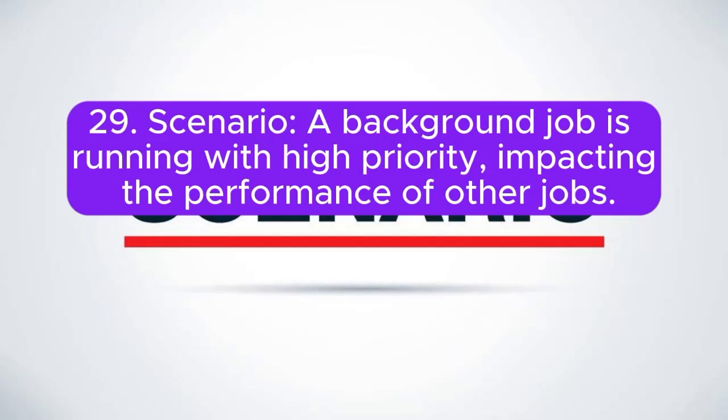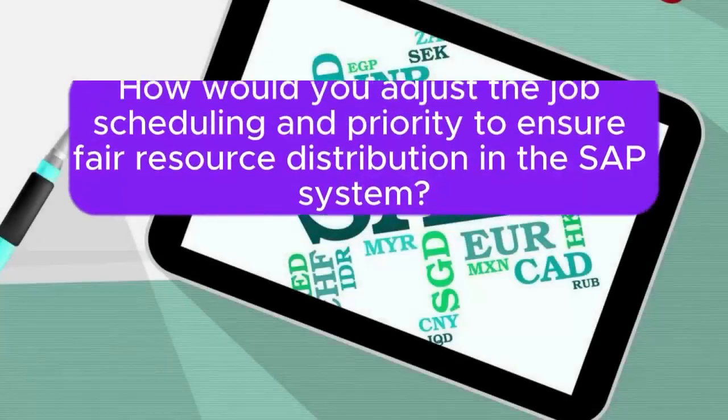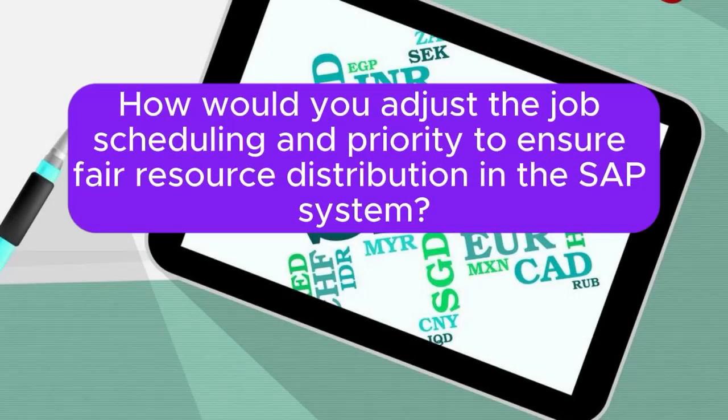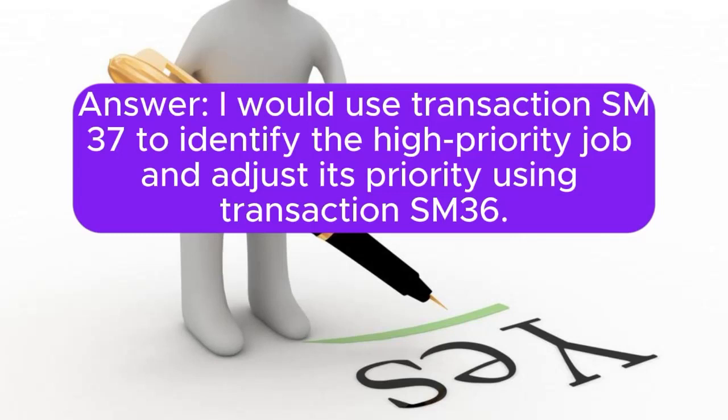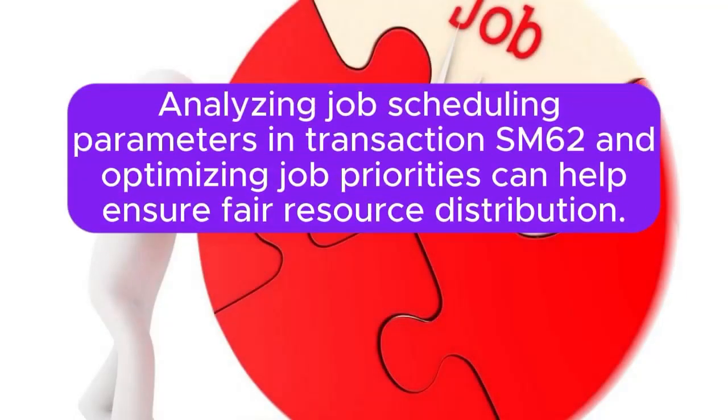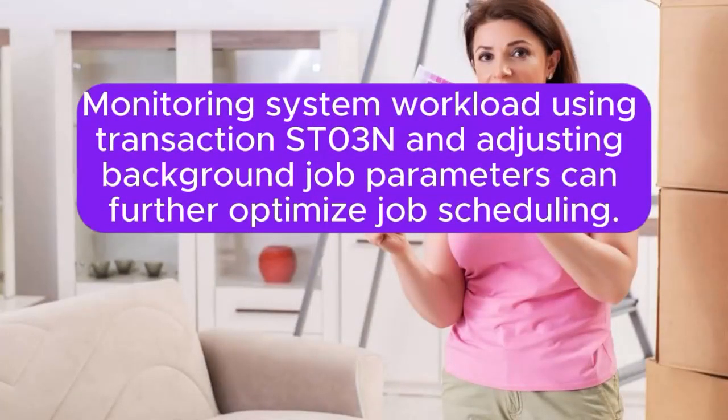29. Scenario: a background job is running with high priority, impacting the performance of other jobs. How would you adjust the job scheduling and priority to ensure fair resource distribution in the SAP system? Answer: I would use transaction SM37 to identify the high priority job and adjust its priority using transaction SM36. Analyzing job scheduling parameters in transaction SM62 and optimizing job priorities can help ensure fair resource distribution. Monitoring system workload using transaction ST03N and adjusting background job parameters can further optimize job scheduling.